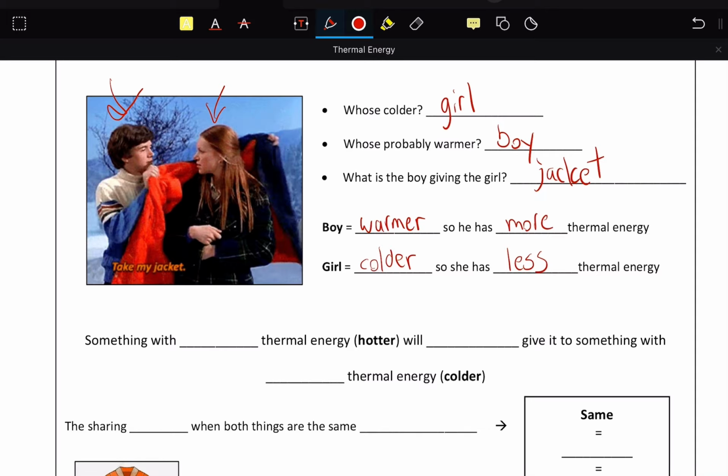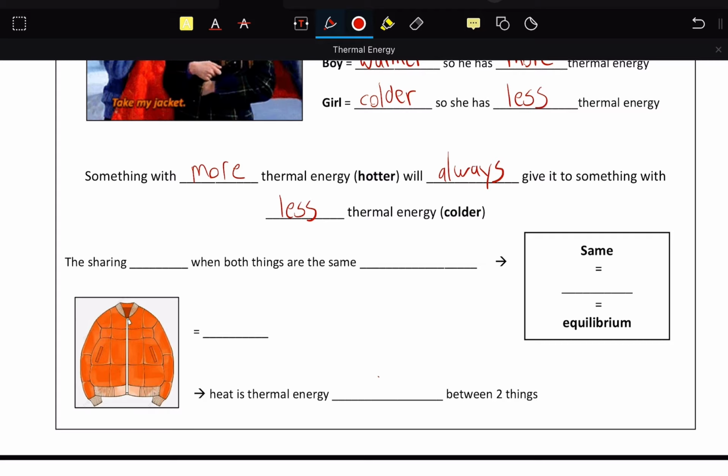It makes sense because something with more thermal energy, or something that's hotter, will always give some of its energy to something that is colder or has less thermal energy. And the guy's going to take back his jacket, or he's going to stop sharing his thermal energy with her, when they both reach the same temperature. Another way of saying the word same in science is equal, and our new word is equilibrium. Equilibrium literally just means same temperature.